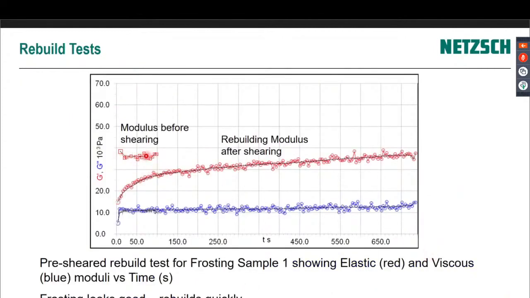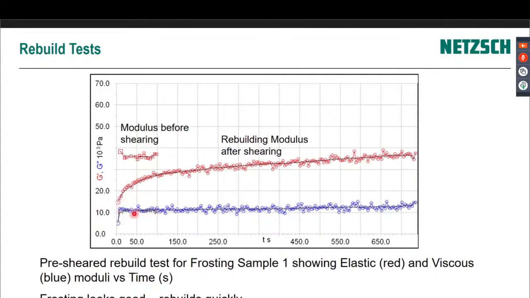And you can also look at the modulus before shearing. So this is the elastic in red here, and you see this is 30, 40, so this is about 35 kilopascals of G prime shear modulus. And then after shearing, you see it broke down to around 15, and it's rebuilding fairly quickly, back up to about 30 after 3 minutes, and then rebuilding more and more. Eventually, obviously, it will get back to its original structure. And you can see then how much it broke down by piping, how quickly it rebuilds.